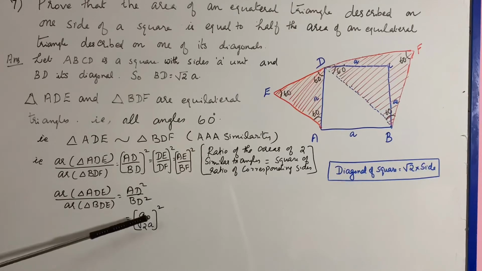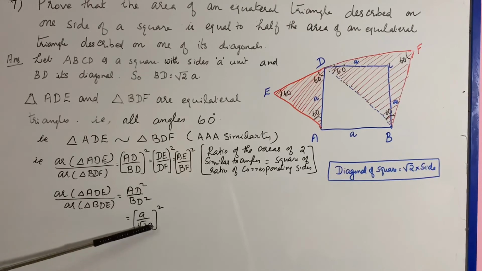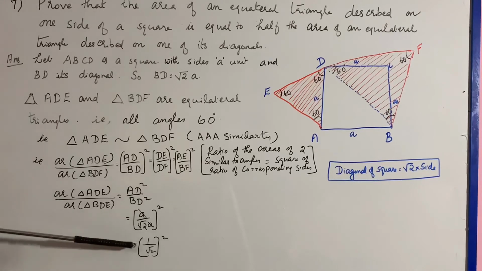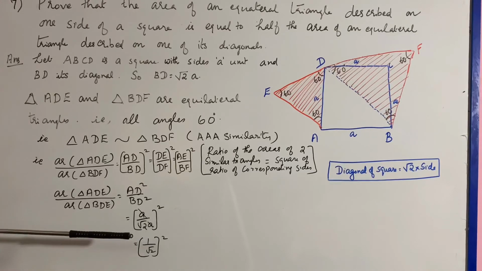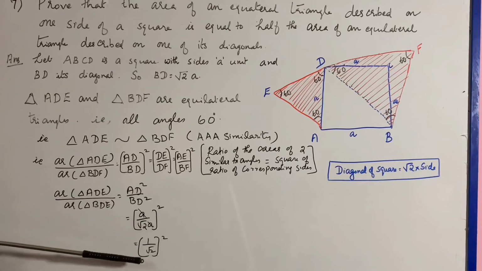Now A is common in numerator and denominator. You can cancel that. Which means 1 by root 2 the whole square. What is 1 by root 2 the whole square? 1 square is 1. Root 2 square is 2. That means 1 by root 2 the whole square is 1 by 2. That is, area of triangle ADE by area of triangle BDF is equal to 1 by 2.